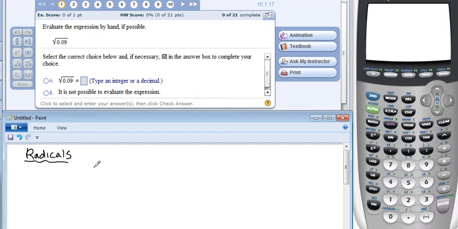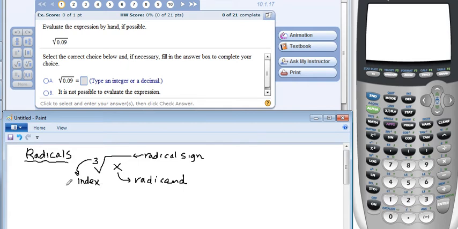Okay, so I'm just going to do something that looks like this. Okay, I read that as the cube root of x. So this piece of it right here is the radical sign. This is called the radicand. So that's the thing underneath the radical sign. And this number here is called the index.